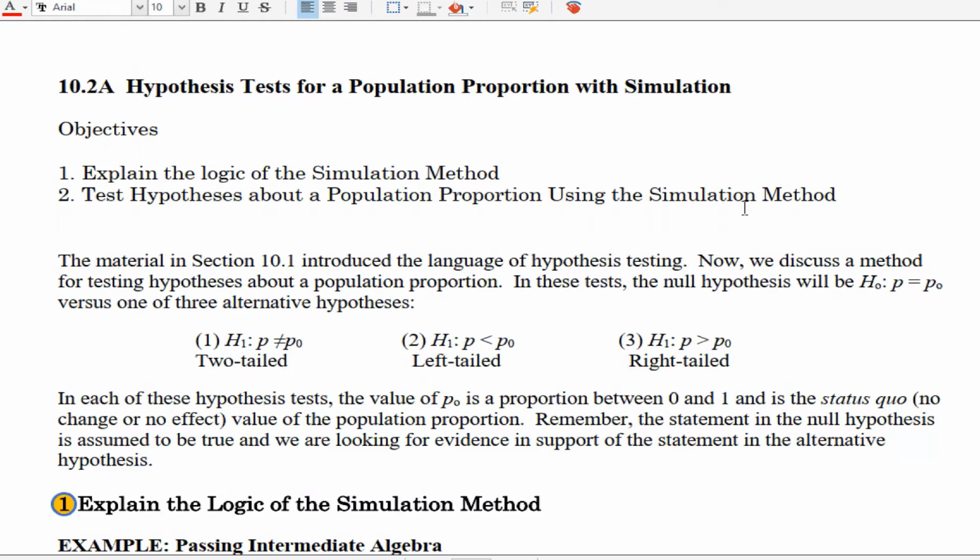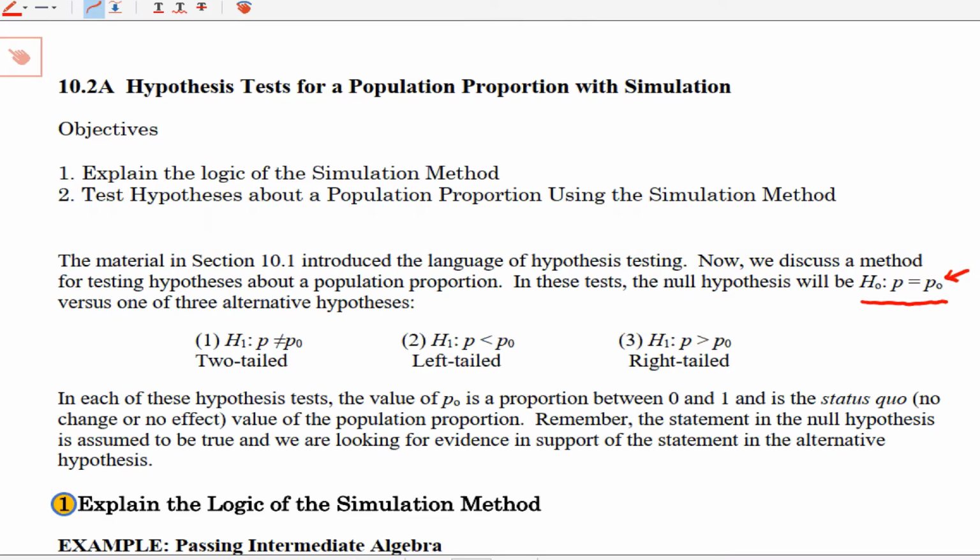So in section 10.1, we introduced you to the language of hypothesis testing. Our goal now is to discuss a method for testing hypotheses about a population proportion. In these tests, the null hypothesis is always a statement of equality. So the null hypothesis is going to be that P equals some value. The proportion equals some value. Generically, I'm just going to call that P sub 0.